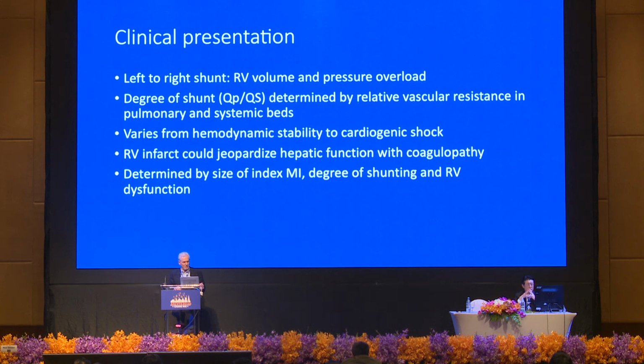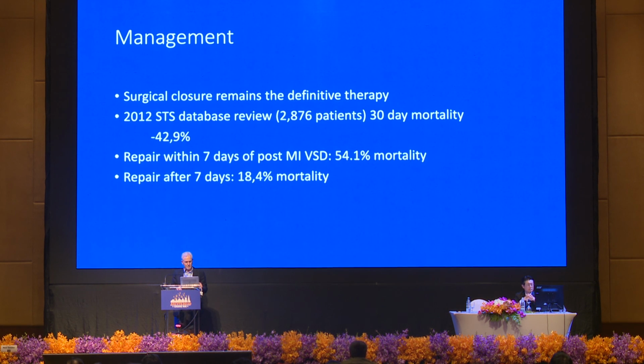Also remember that if the RV function really goes down, often there's hepatic involvement, and these patients can therefore end up with coagulopathies and other issues relating to liver and renal impairment because of the high venous pressures. So really, the clinical presentation will be determined by the size of the index myocardial infarction, the degree of shunting that occurs, and the RV dysfunction associated with that.